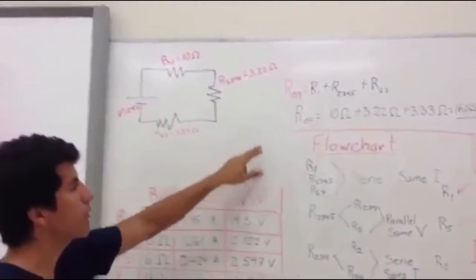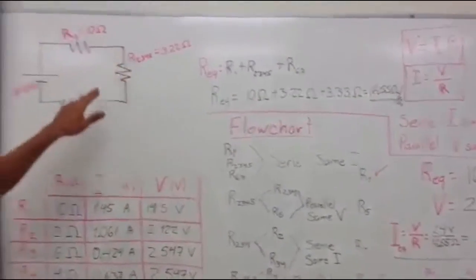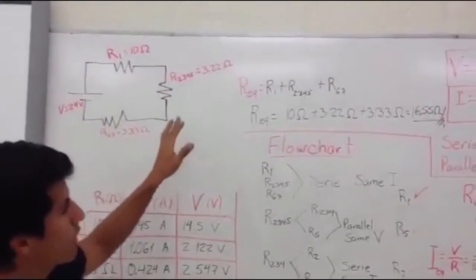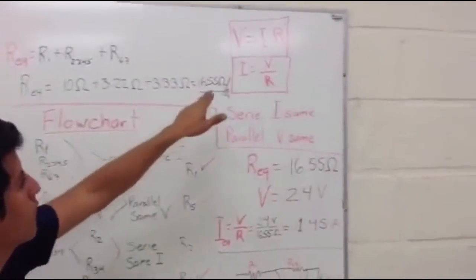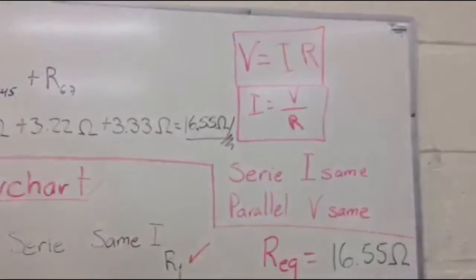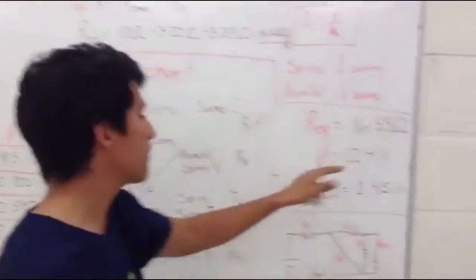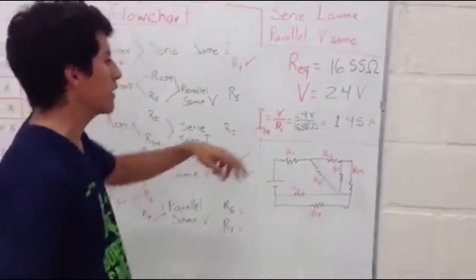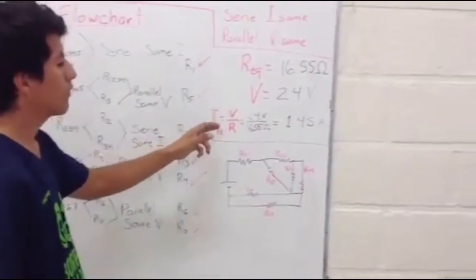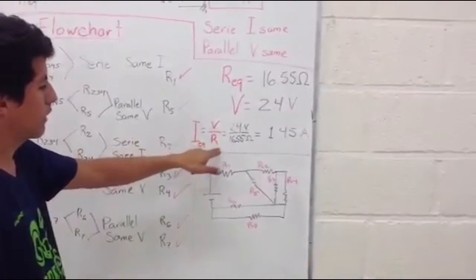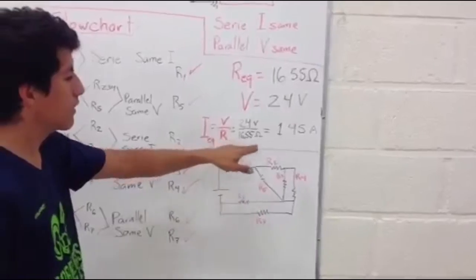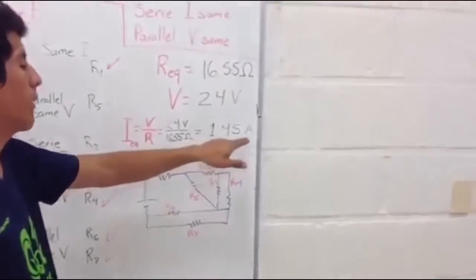We can get the equivalent resistance, that is the sum of all these two resistances, and we get as a result 16.55 ohms, and also we get the voltage that we already know, that is 24 volts, and with that we can get the equivalent current, that is the result of the voltage divided by the resistance, and we get as a result 1.45 amperes.